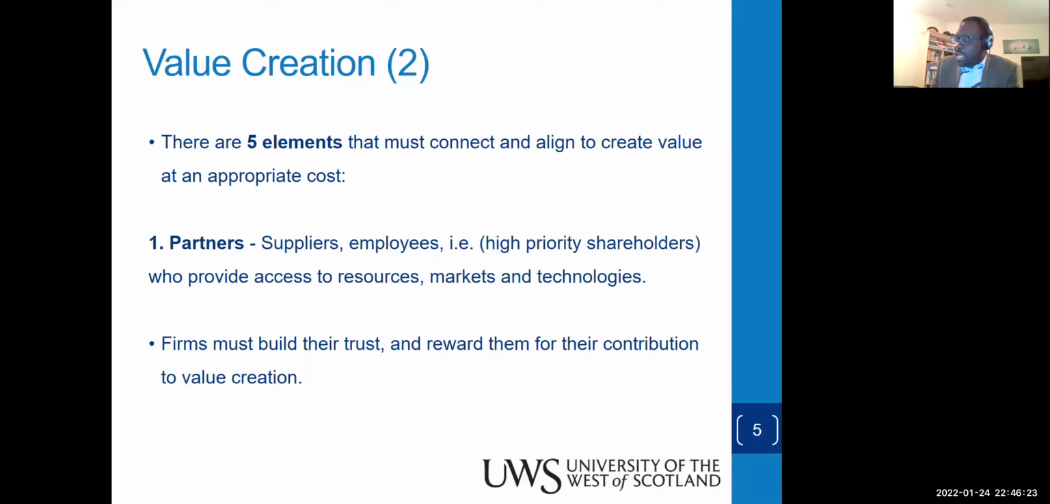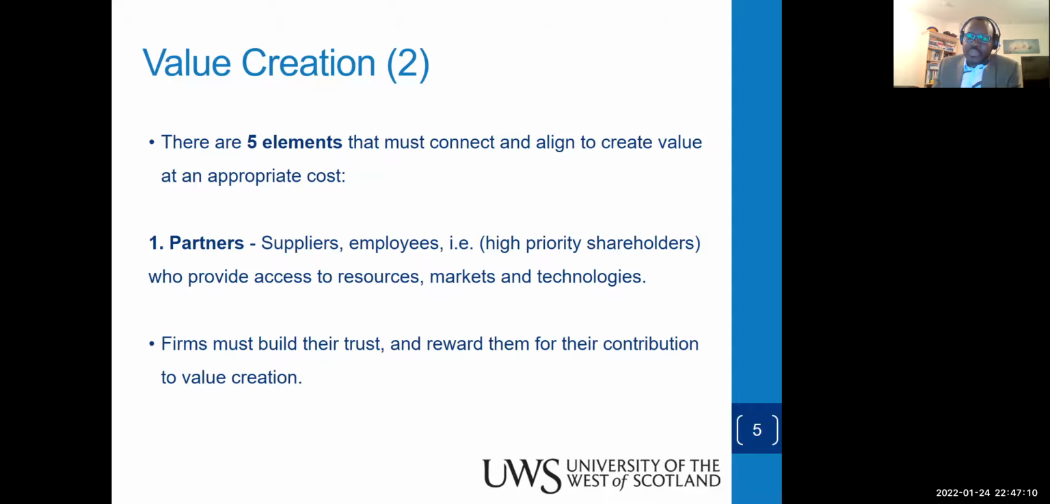So the first element we look at is the partners: the suppliers, the employees, and sometimes we can even think of the competitors. These are usually high priority stakeholders. Even shareholders are also part of these partners. The idea here is that this element of the value creation process helps us to assess the market. Shareholders will give us money to assess the capital markets, to expand our businesses. Employees will give us their technical know-how, their intellectual capital, in order to process inputs into outputs. And then suppliers will give us the resources, the raw materials, and the technologies we need to operate.